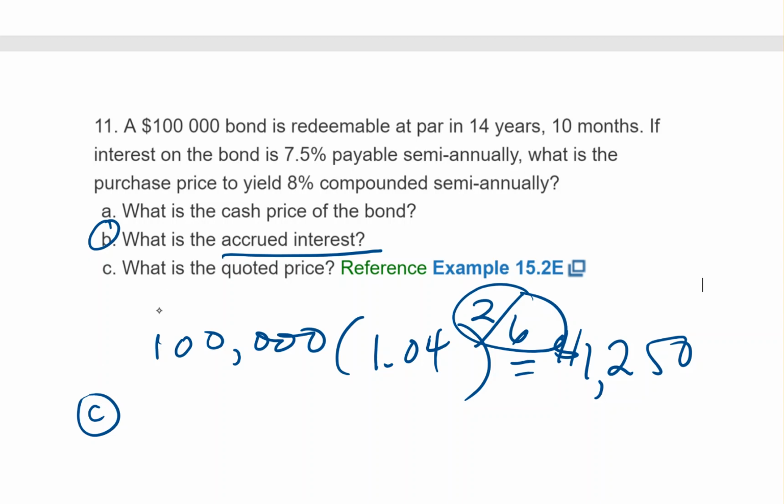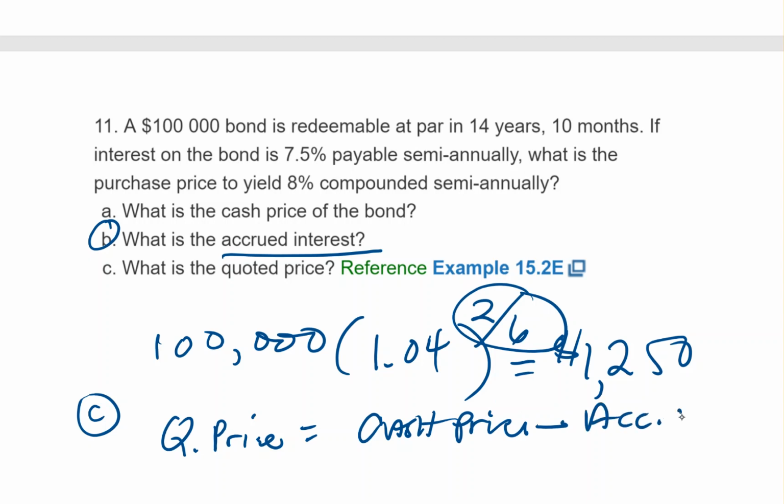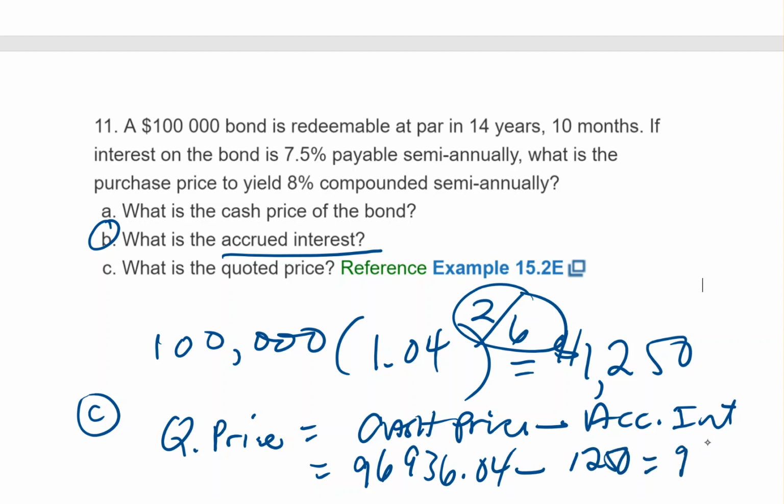Part C. What is the quoted price? The quoted price is equal to the cash price minus the accrued interest. The cash price was 96,936.04, as you recall, minus the $12.50 accrued interest. The quoted price will be 96,923.54. Okay, and that's number 11.